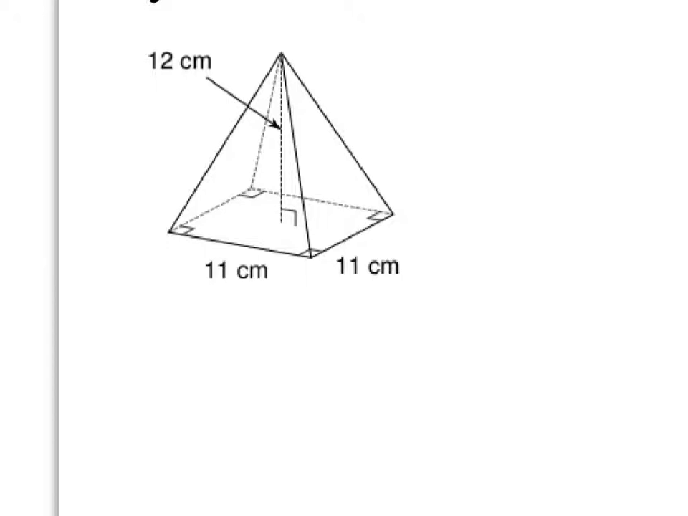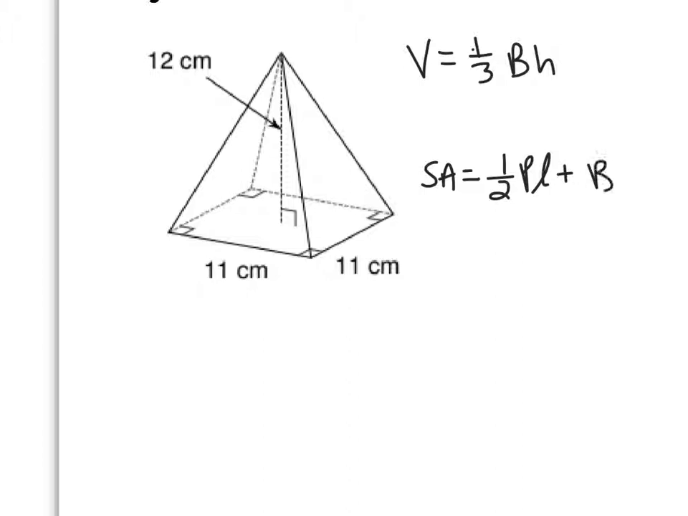Now let's look at pyramids. So for pyramids, we have different formulas. Volume equals 1/3 base times height, and surface area equals 1/2 perimeter times slant height plus area of the base. So I have different things than before that I want to find. I need base, height, perimeter of the base, and slant height. So let's see what I'm given initially.